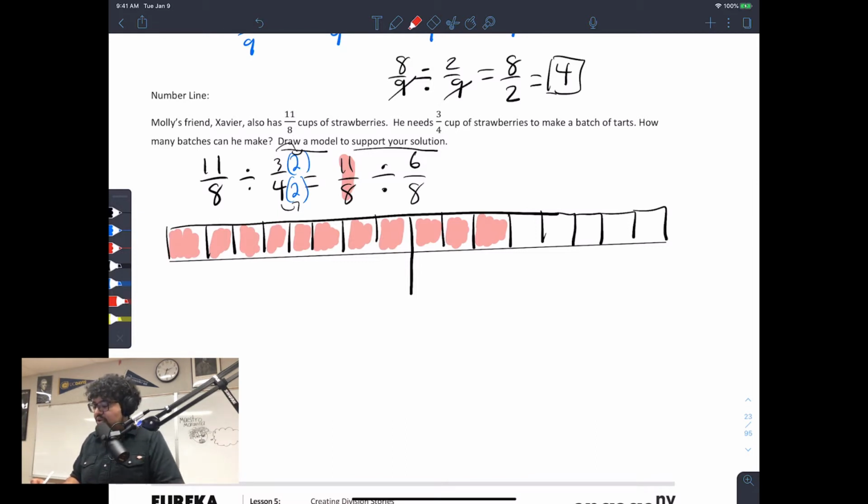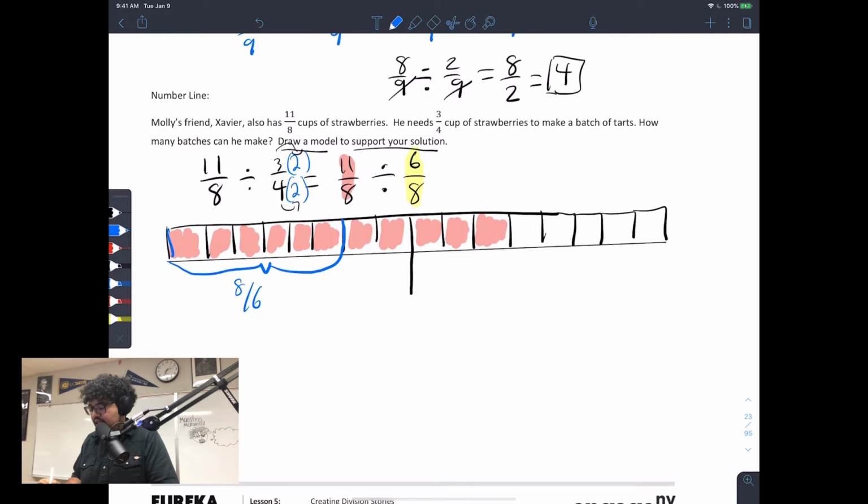So then what do I need to do? I need to break this now into groups of 6/8 and see how many groups I can make, because that's how many batches of tart I'll be able to make. Okay. So then I'm going to start counting. Okay, so I have 1, 2, 3, 4, 5, 6. So up to there. There's my first group. That's a group of 6 out of 8.